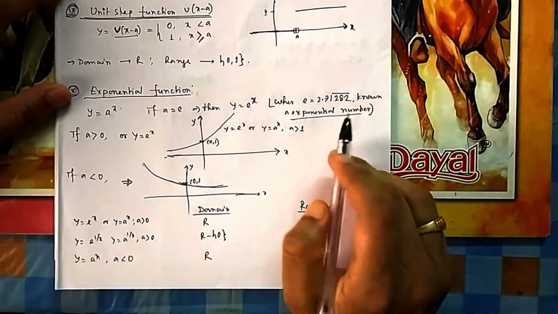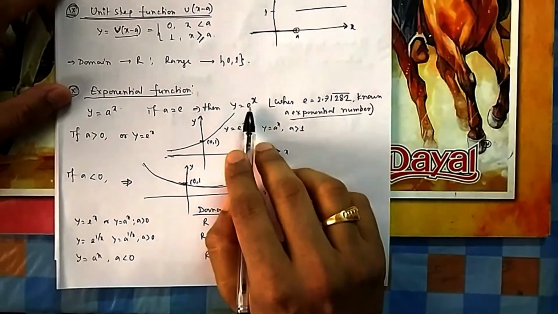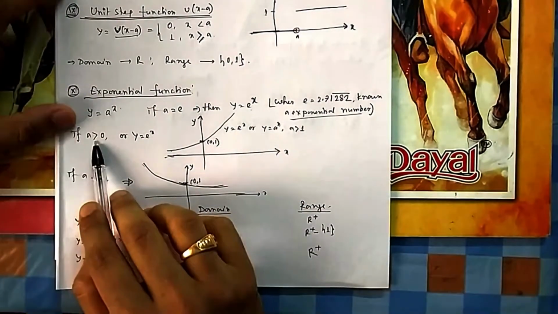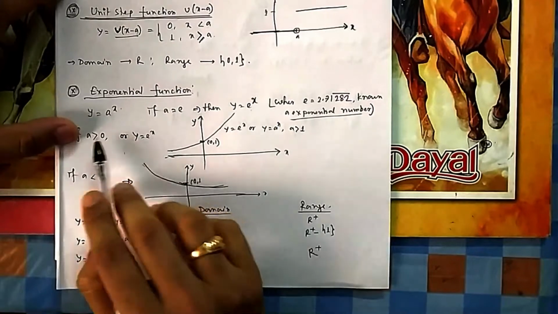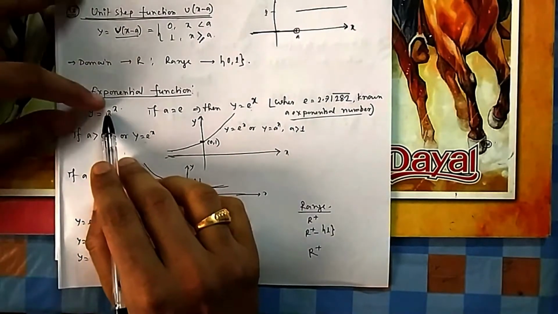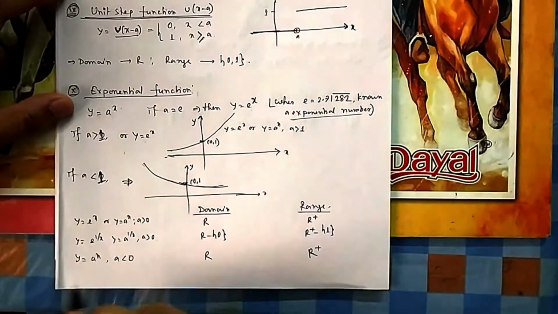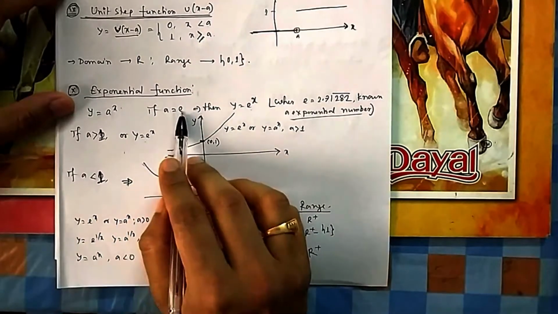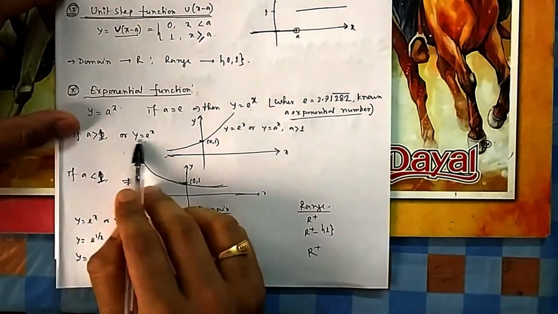So it is a constant which is greater than 1. If a is greater than 1 or y equal to e to the power x, both will give you the same type of graph, because your base is greater than 1. So make this correction: if it is greater than 1, and your e is already greater than 1, that's why it will come into this box.